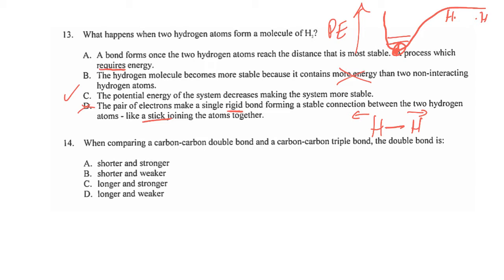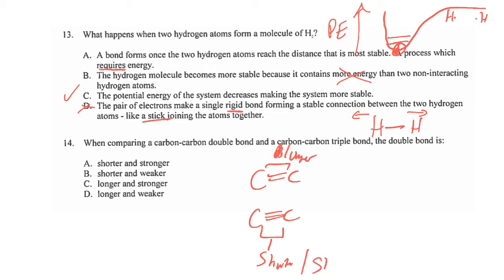So when comparing a carbon-carbon double bond and a carbon-carbon triple bond, we have 6 bonding electrons versus 4. So the triple bond should be shorter. The double bond should be longer. And the shorter bond should be stronger due to greater electron pairs holding the atoms together. And the double bond will be weaker. Okay, so when comparing a double bond to a triple bond, the double bond is longer and weaker. So it should be choice D.